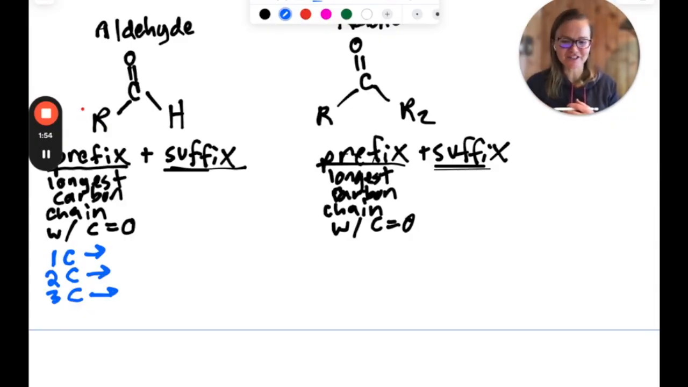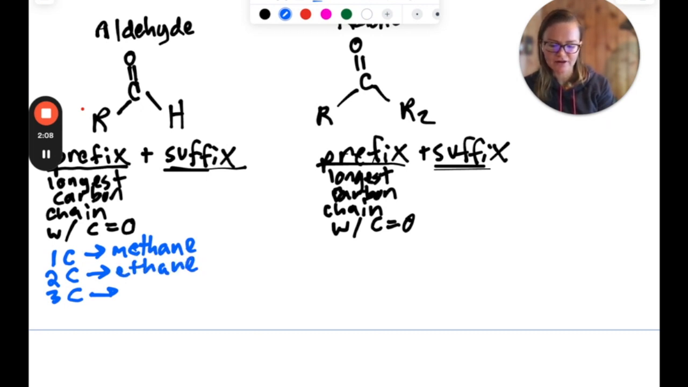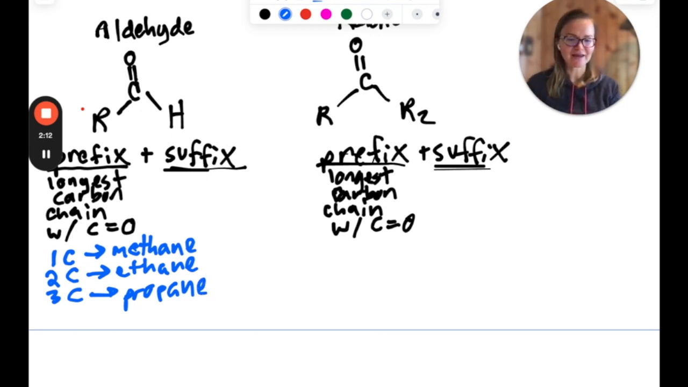Your hydrocarbon chains. And so if we have a one carbon chain, we know that that's called methane. If we have a two carbon chain, we know that that's called ethane. Three is propane, and so on and so forth, all the way up to 10 carbons. And the same thing is going to apply for ketones. Now, our suffixes are going to be different for aldehydes and ketones. So our suffix for aldehydes is going to be "al," and that's easy to remember because al are the first two letters of aldehyde. And then our suffix for ketones is going to be "one," which is also easy to remember because that's the ending of ketone.